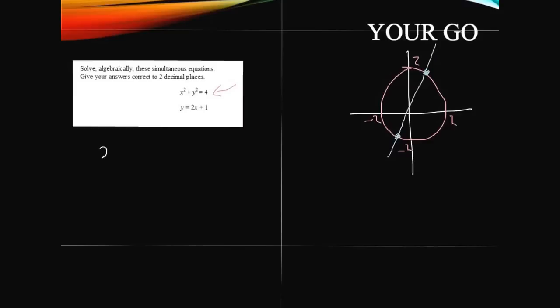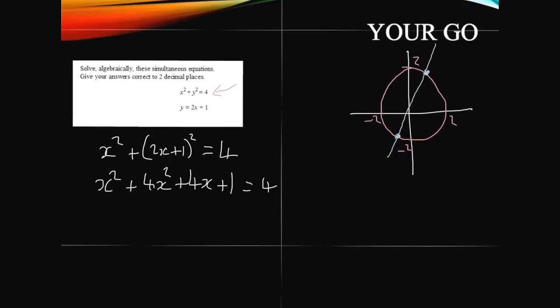We've got x squared plus, now y we know, so we've got (2x plus 1) squared, this equals 4. X squared plus, and now I can expand this bracket out, I'm going to end up with 4x squared plus 4x plus 1 equals 4. Collect all my like terms together, 5x squared plus 4x. Take 4 away from both sides, so minus 3 equals 0.